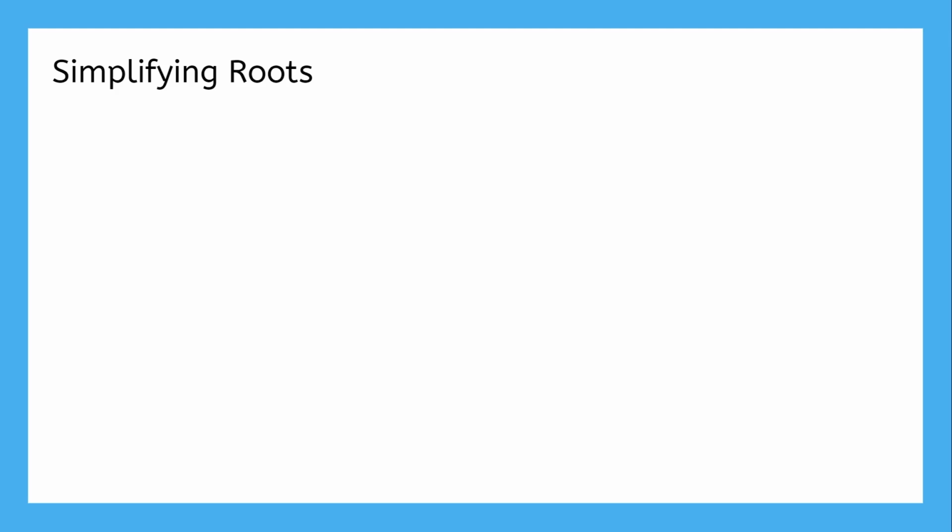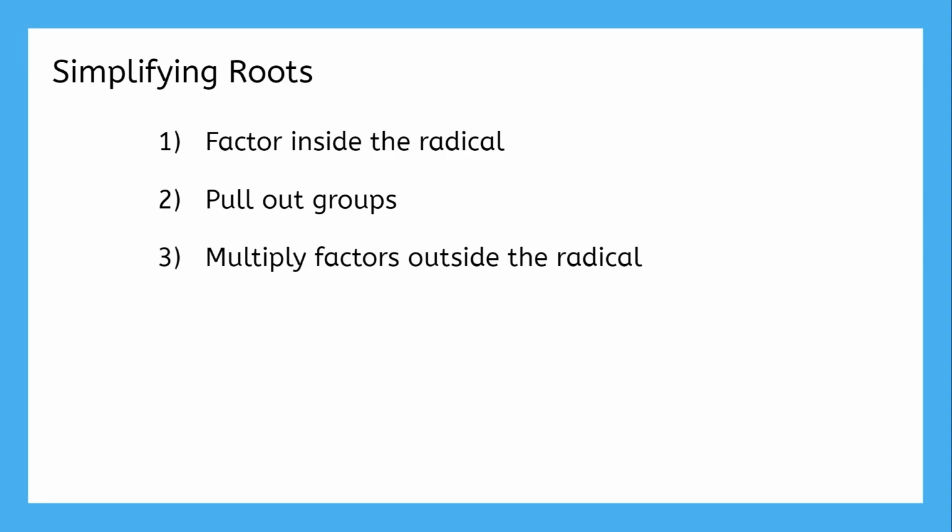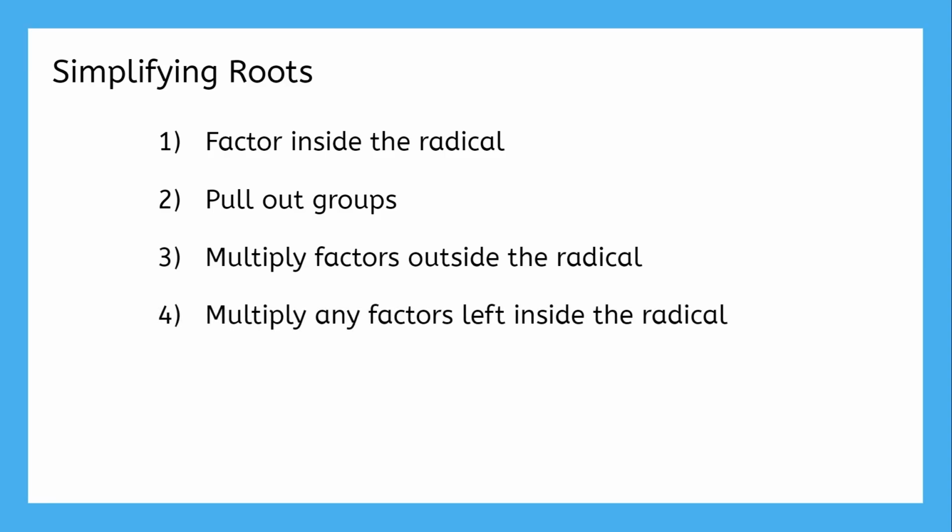You learned in the last video that simplifying roots is the same no matter whether it includes variables or not. Factor whatever is inside the radical, pull out groups, depending on what kind of root it is, then multiply all the factors inside and all the factors outside. This process will be the same even with expressions, with a couple small changes.